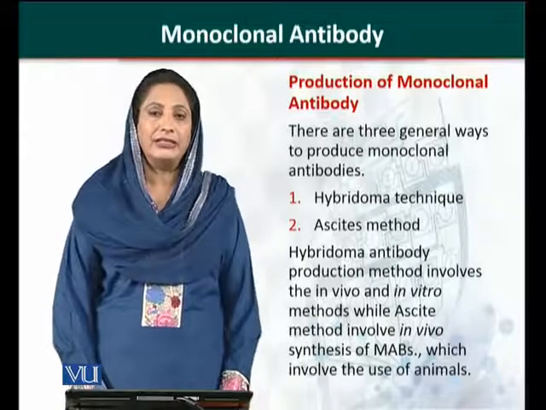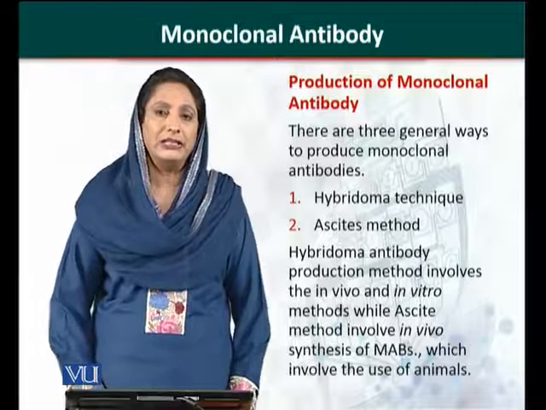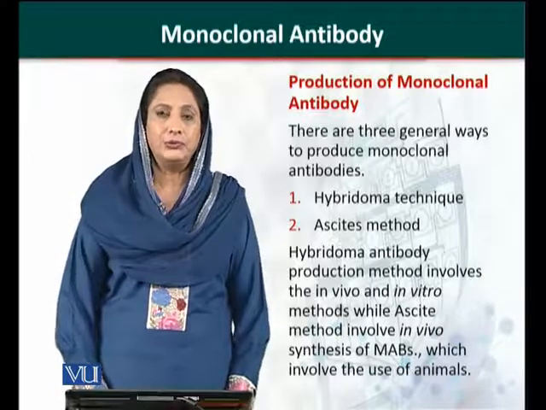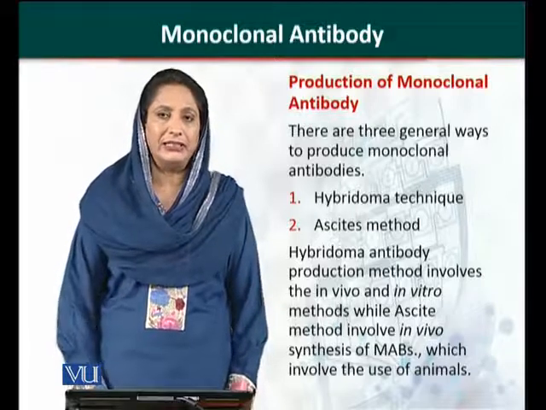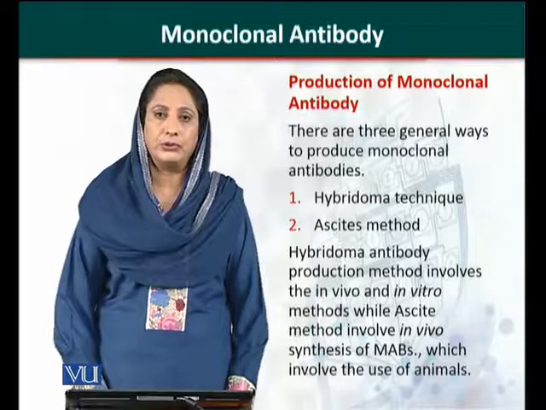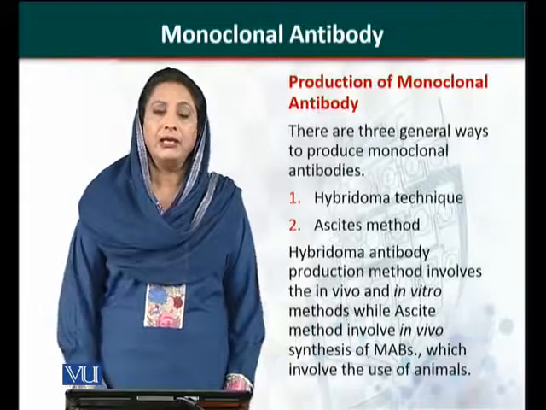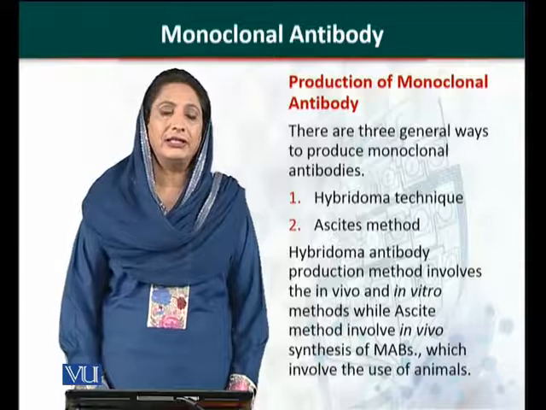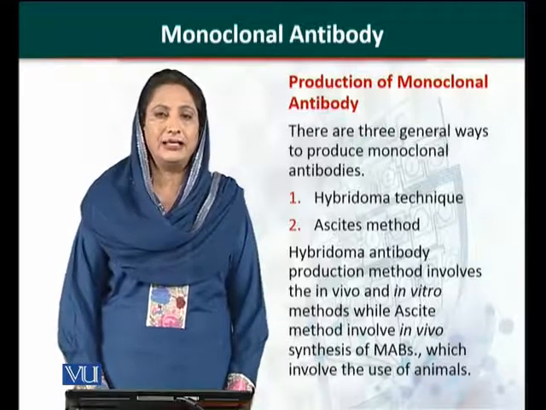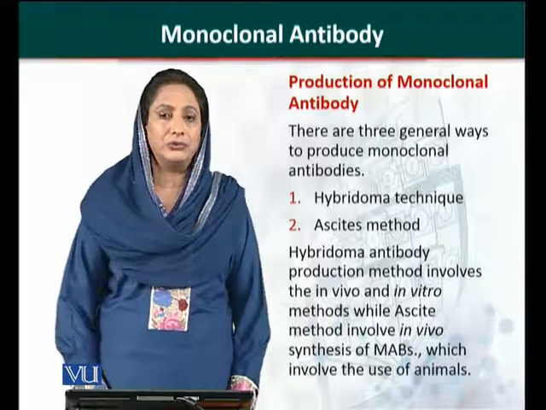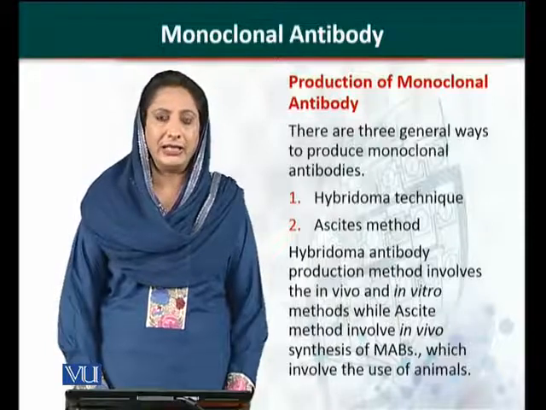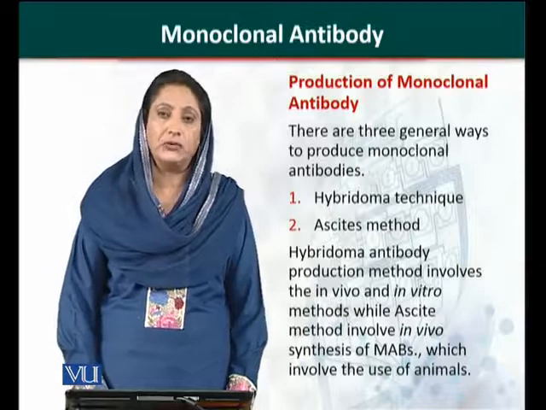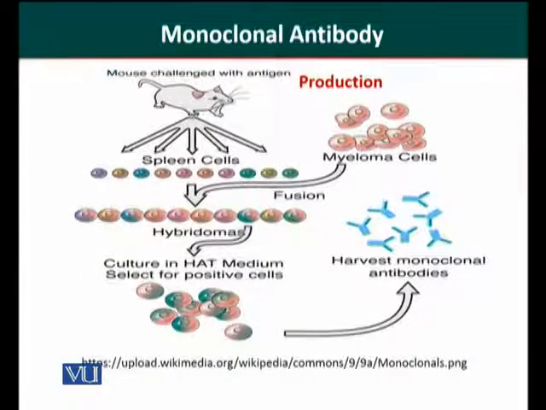The hybridoma technique is a combination of in vivo and in vitro methods. It means that we use the animal and the lab facility as well for the production of monoclonal antibodies. But the ascites method is an in vivo method, which means that these antibodies are totally produced in a mouse or in an animal. Normally, a mouse or a rat is used for the production of monoclonal antibodies by this method.